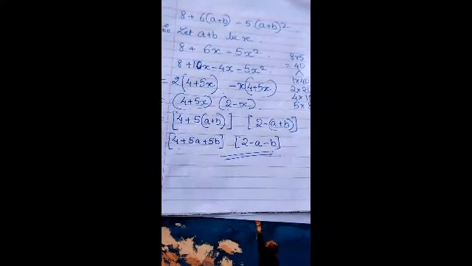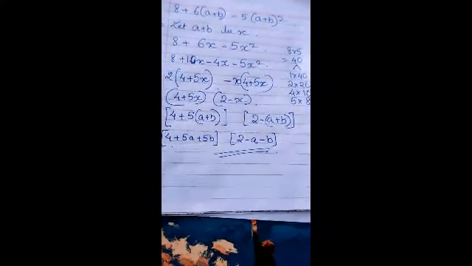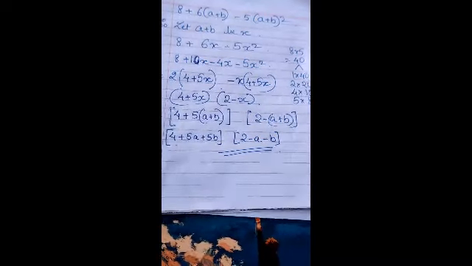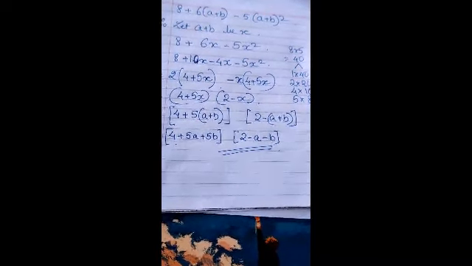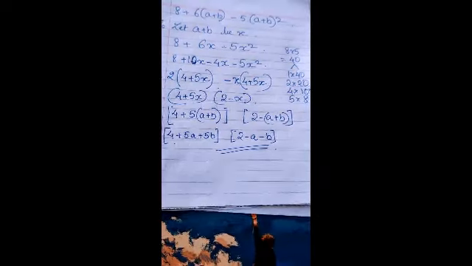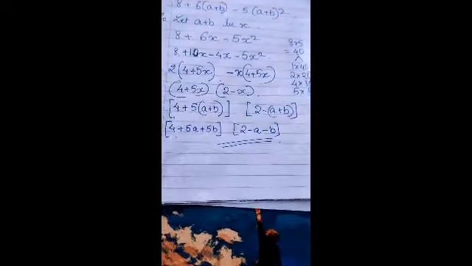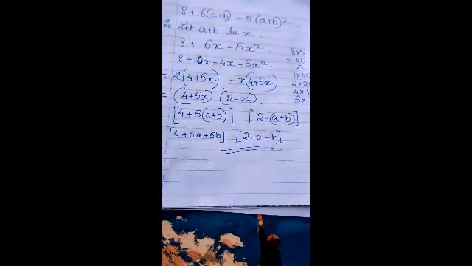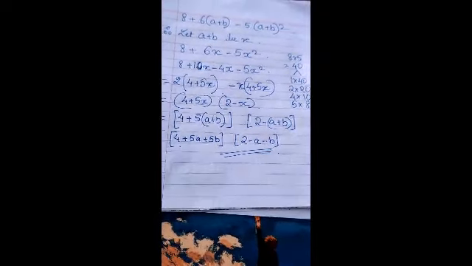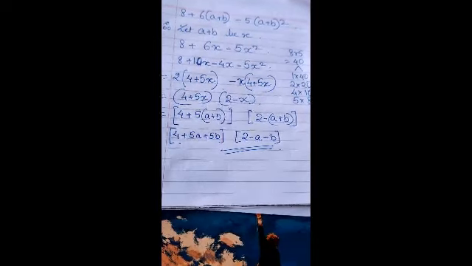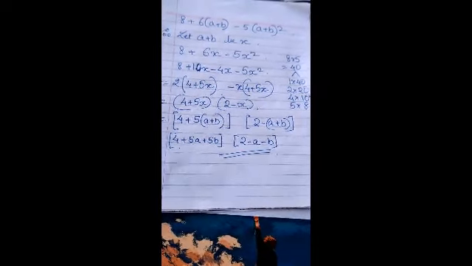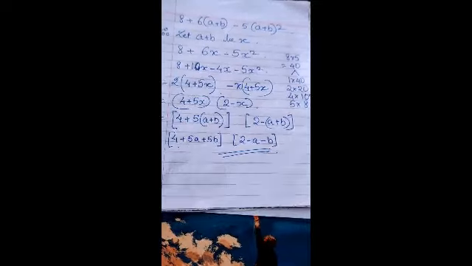On resubstituting the value of x, we get 4 plus 5 bracket open a plus b bracket close, and the next one is 2 minus bracket open a plus b bracket close. On opening the brackets, we get 4 plus 5a plus 5b as our first factor, and 2 minus a minus b as our second factor.